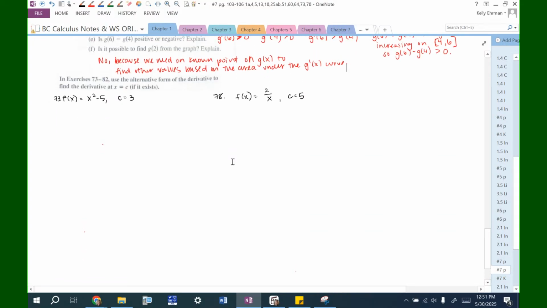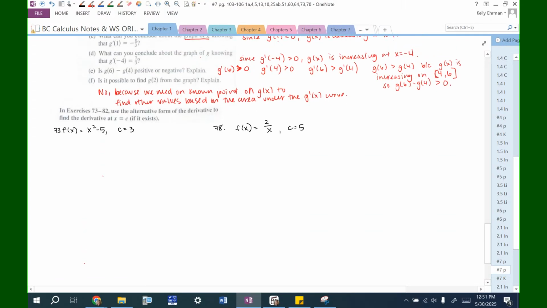Okay, these are our last two. So use the alternate form of the derivative to find the derivative at c. Definitely my favorite form to use if I'm just evaluating. What they're asking you to do is find f prime of c, so in this case, f prime of 3. And we need to use the limit process, but the limit as x approaches 3 instead of h approaching 0. So the limit as x approaches 3 of f of x minus f of 3 over x minus 3.